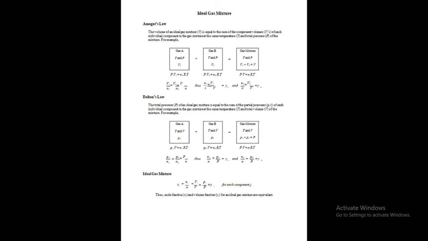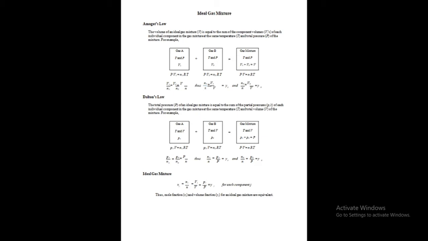First one, Amagat's law. State Amagat's law: the volume of an ideal gas mixture is equal to the sum of the component volumes of each individual component in the gas mixture at the same temperature and pressure. In this case, the two parameters, temperature and pressure, are constant. Volume is a variable.